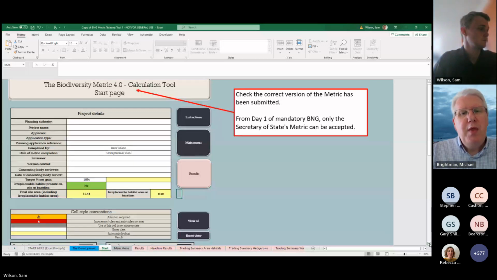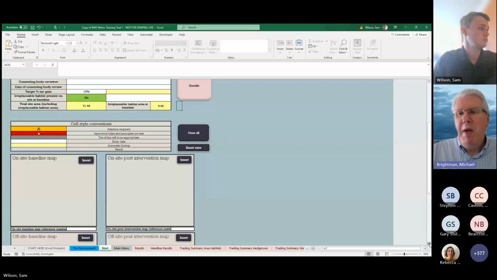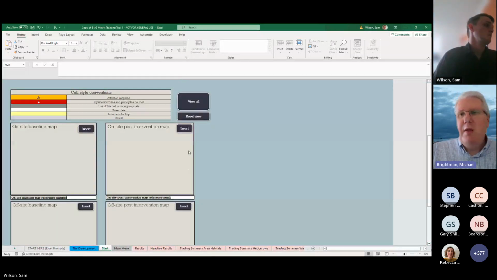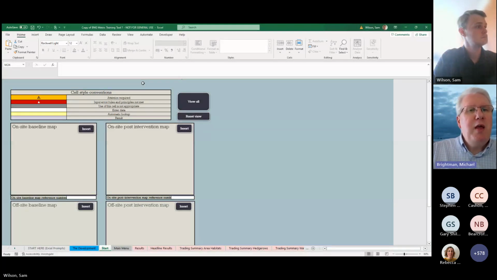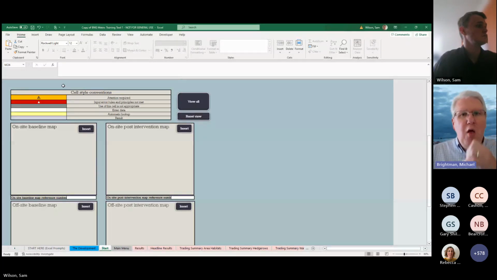If we scroll down, then you're able to add maps into the metric, but it might be that metrics submitted to the planning portal do not have the maps inserted here. But as you know, those maps are already required as part of the planning application process. But you'll also see that we have a list of cell style conventions listed. Orange or amber mean that action may be required, but not necessarily so. It's there as a flag to the assessor to say, have you forgotten something? Are you aware of this? But a red box means that action is required, that the metric isn't valid unless there's those three exceptions, and can't be submitted as part of a planning application.